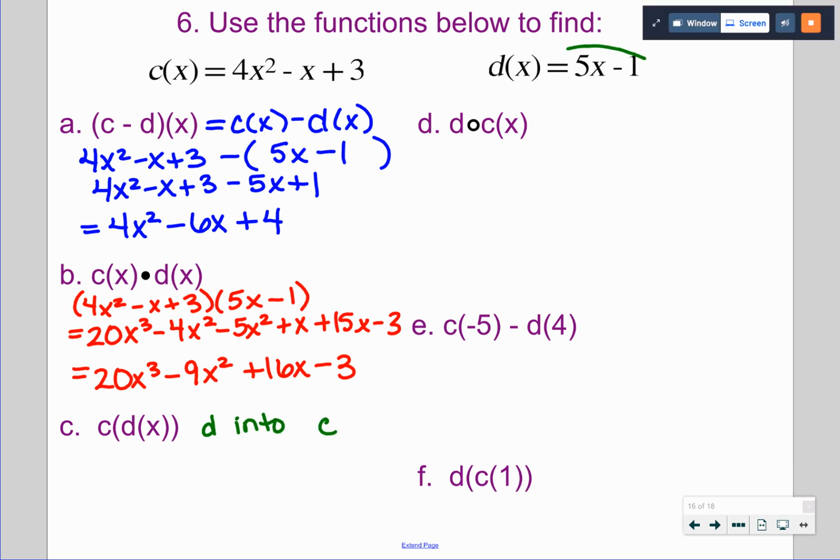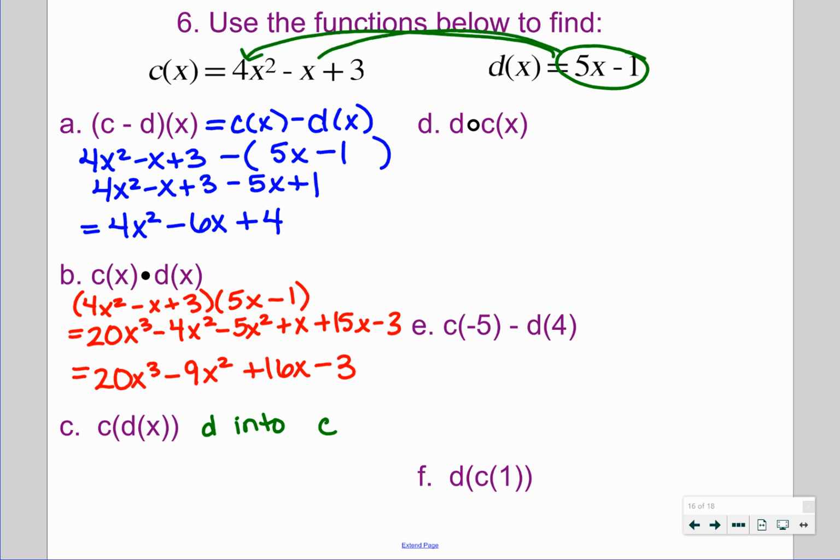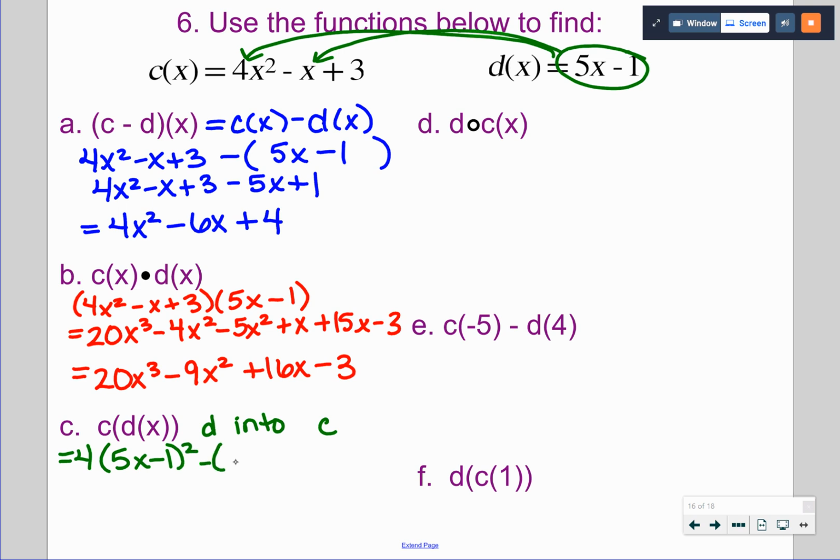So we're going to take function D and put it into function C. Anywhere there's a variable, we're going to replace it with a parentheses. There are two variables, so there are two places where we're going to be plugging that 5x minus 1 in. That's going to look like 4, take the x out, 5x minus 1 in its place, squared, minus 5x minus 1 plus 3.